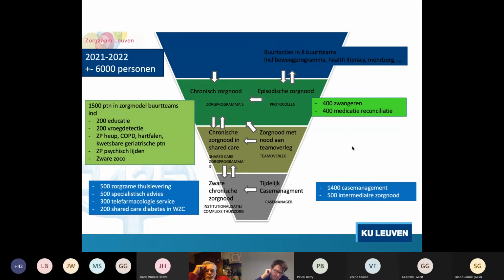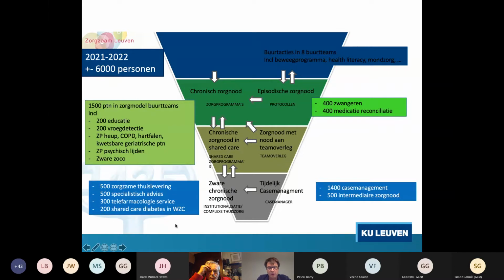We made a reversed pyramid based on Kaiser Permanente and other models. With patients, we divided the care actions into chronic care actions and what we call episodic care actions, so shorter, limited time actions for periods where the patient has a higher care need. And on the other hand, you have the typical chronic care. We divide it into actions, and this is for instance what Zorgzaam Leuven is currently doing in the Leuven region. We are implementing a care model called buurtteams, with a lot of actions about different types of patients, including care coordination.